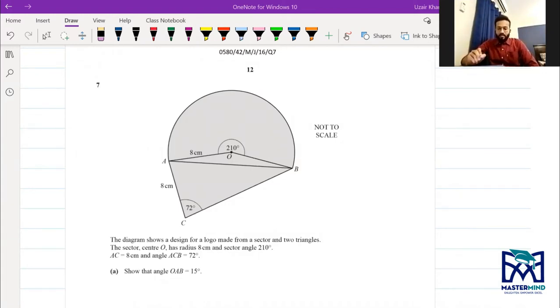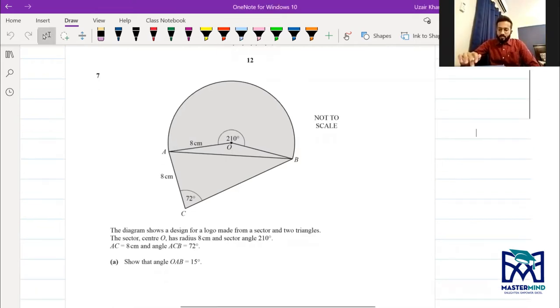Today I will be solving this question that you can see on the screen. It's from the IGCSE math past papers 0580, May-June session 2016, question 7 from that paper. So this question is from the topic trigonometry, further trigonometry to be exact.